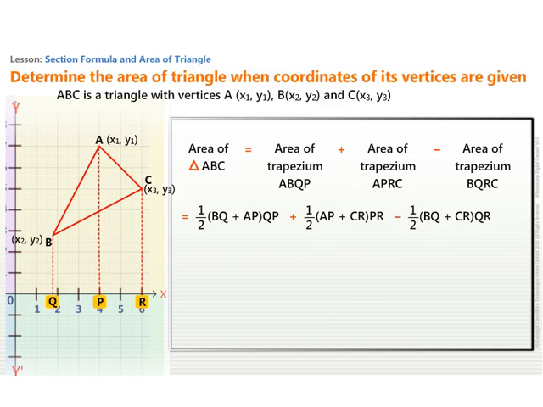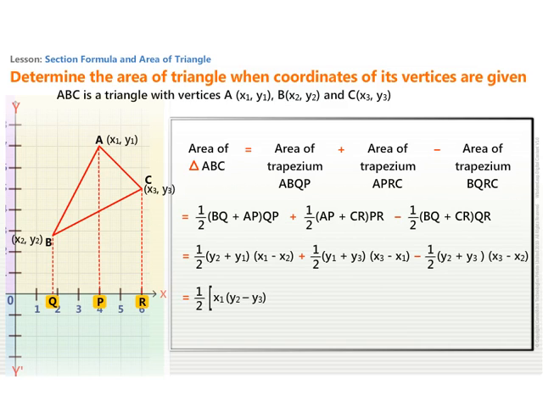PR minus half (BQ plus CR) into QR, which is equal to half (y2 plus y1)(x1 minus x2) plus half (y1 plus y3)(x3 minus x1) minus half (y2 plus y3)(x3 minus x2). That is equal to half [x1 (y2 minus y3) plus x2 (y3 minus y1) plus x3 (y1 minus y2)].